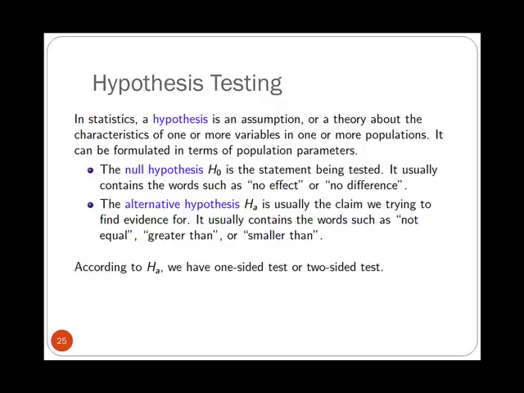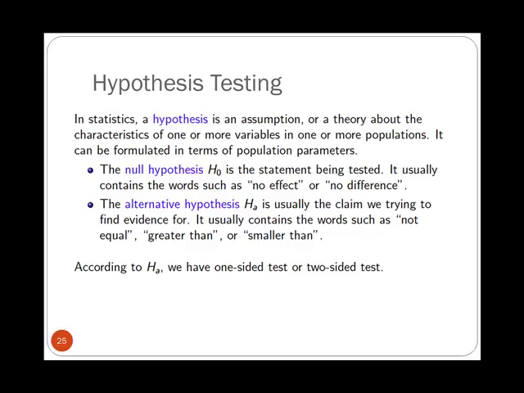Hypothesis testing. In statistics, a hypothesis is an assumption or theory about the characteristics of one or more variables in one or more populations. Typically, you have a theory, you want to make a statement about some characteristics of one or more variables in one or more populations. It can be formulated in terms of population parameters. It's important to notice that the hypotheses are about population parameters. It's wrong to list sample statistics in your hypothesis.